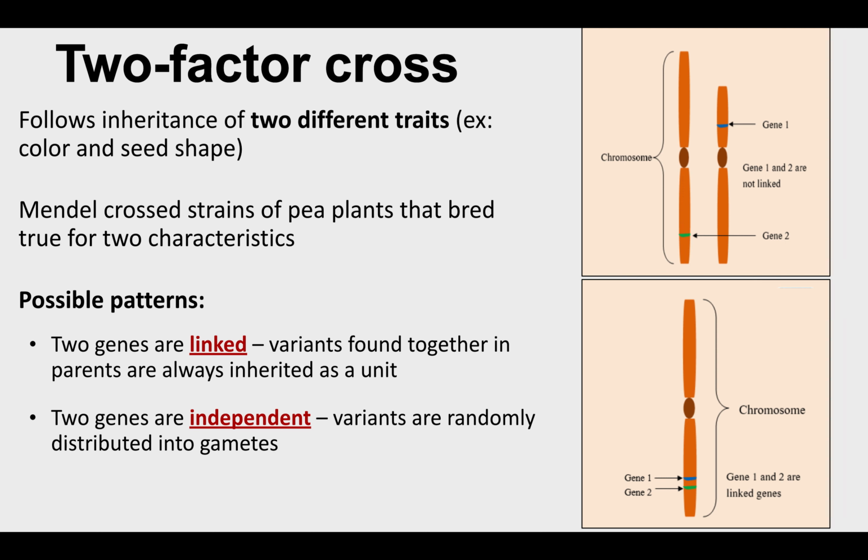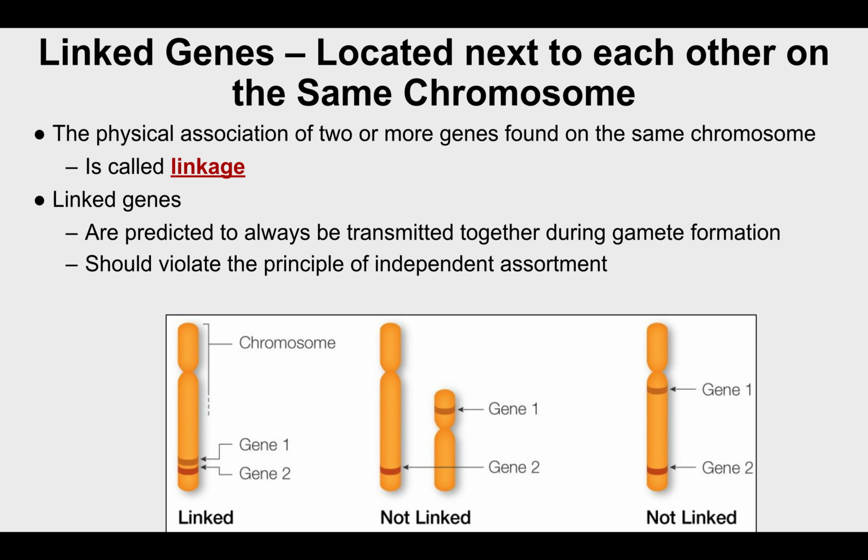Often, if we're looking at chromosomes, if traits are linked, they are going to be on the same chromosome, and they tend to be really close together. So this chromosome on the bottom shows some genes that are linked. They're on the same chromosome. They are close together. This one on the top, these two genes are not linked because they're on different chromosomes. This physical association of at least two genes on the same chromosome is called linkage.